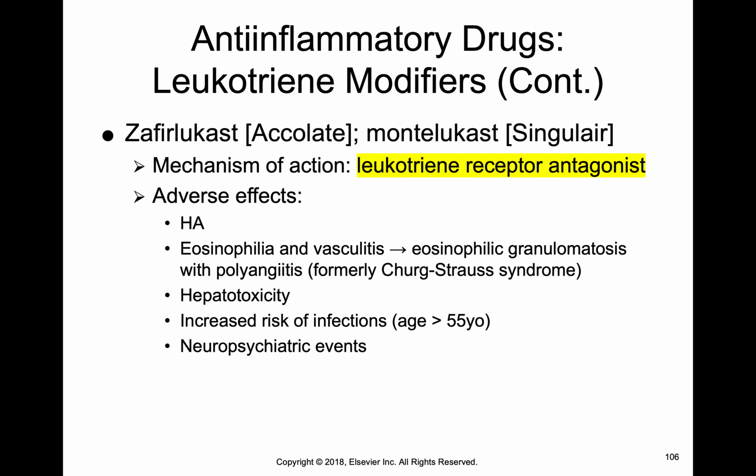Now the other agents, they don't actually inhibit the formation, they just block the receptor. So Accolate, zafirlukast, and montelukast, Singulair, they sit on the receptors and block them. Again, headache. This weird side effect, which I've seen happen before, it can cause what was formerly known as Churg-Strauss syndrome, but is now known as eosinophilic granulomatosis with polyangiitis. It's an eosinophilia, so eosinophils go up in count, and it can cause this vasculitis, so all the vessels in the body become inflamed from this.